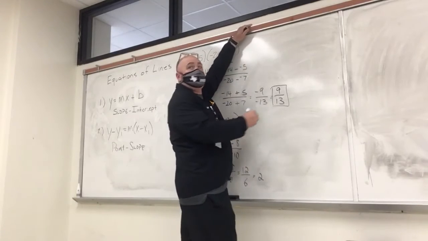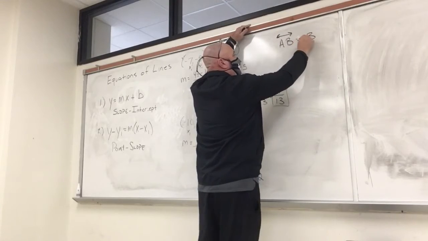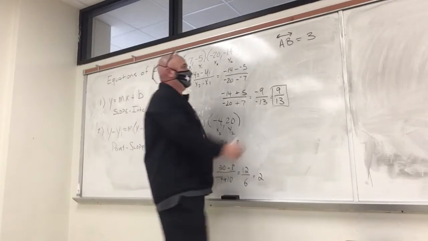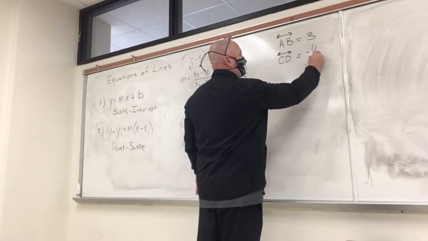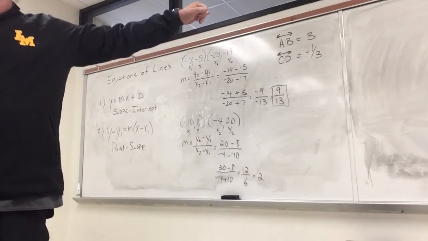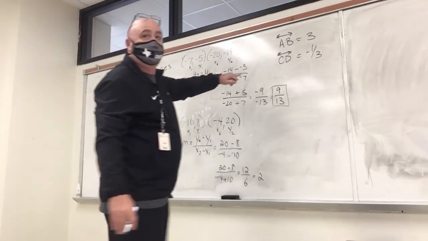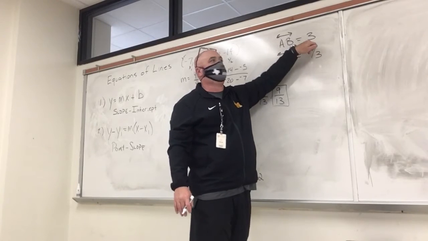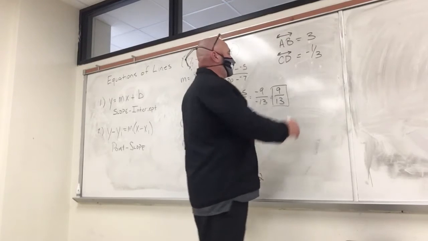I will tell you this, that the AB slope is equal to 3. I know that. Line CD slope is negative 1/3 when I do the math. Are those parallel? No, because they're not equal. Are they perpendicular? If I flip 1/3 and change the sign, do I get 3? Yes, I do. So what are these two lines? They're perpendicular.